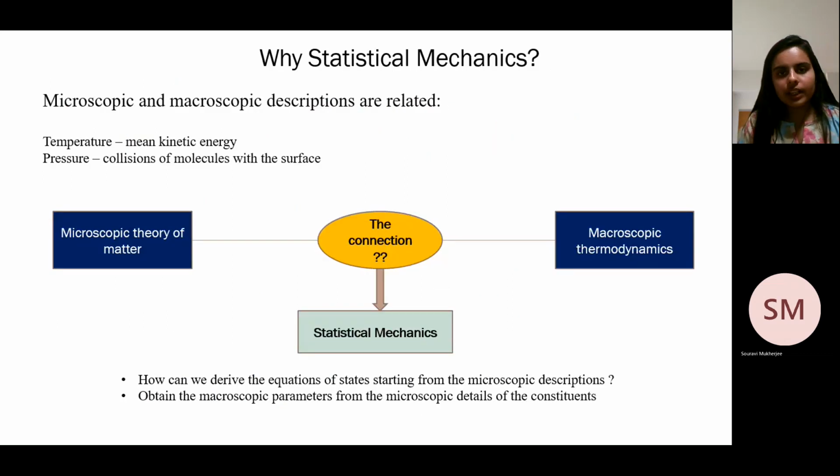So after we had discussed probability, we went to statistical mechanics. We learned that statistical mechanics is actually a probabilistic description of your system, right?